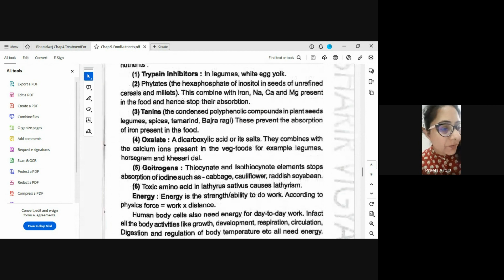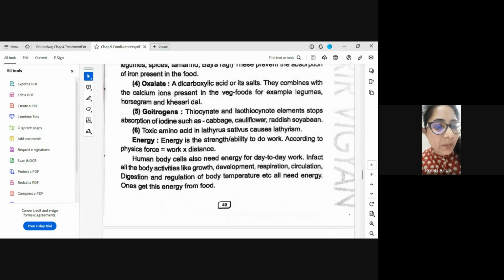Energy, as we have read in the book, is the strength or the ability to do work. There is just one thing I had to tell you about this. If you see the equation there, glucose, CO2 plus H2O plus 7 calories of heat, I just want to explain that a little so that you understand what you're reading in the book.